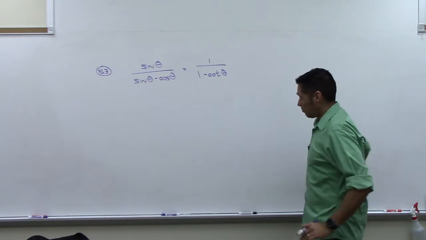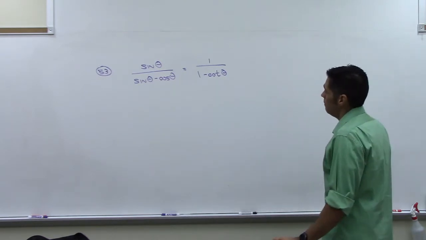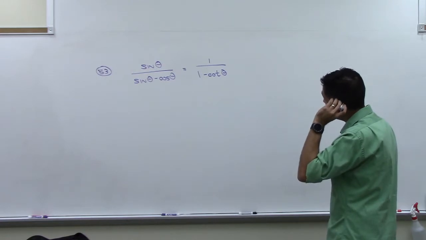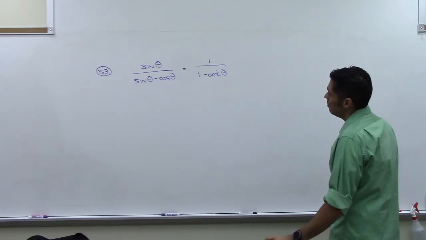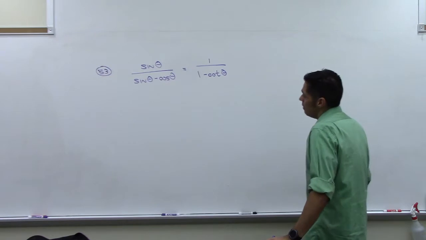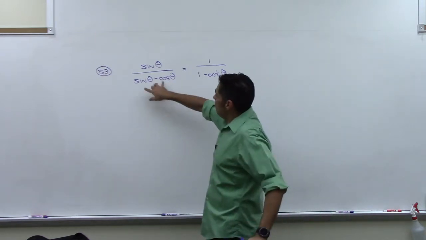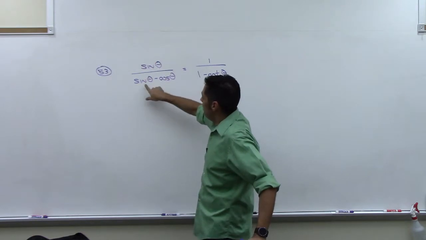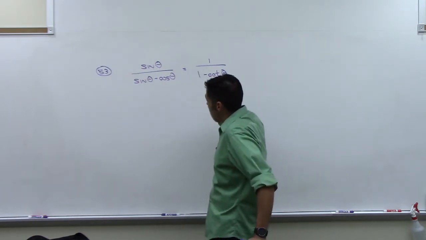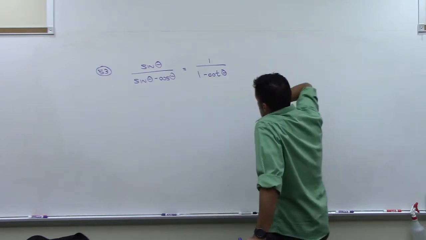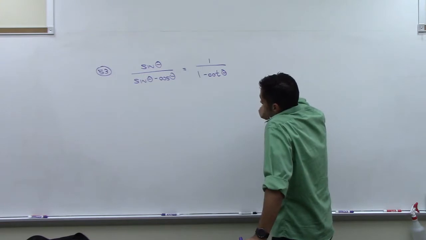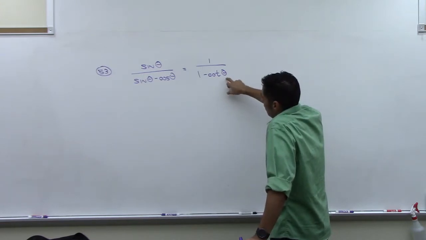All right, which side looks more complicated? Maybe the left, but if I do the left side, I'm not quite sure what I'm going to do because everything's in terms of sine and cosine, other than maybe multiply the top and bottom by the conjugate of this. So multiply top and bottom by sine theta plus cosine theta. If I do that, I'm not sure how I'm going to get to this. Sure, it could work out, but let me start with this side.